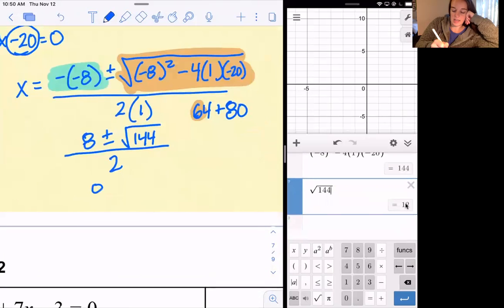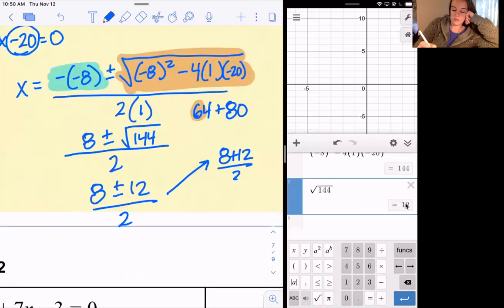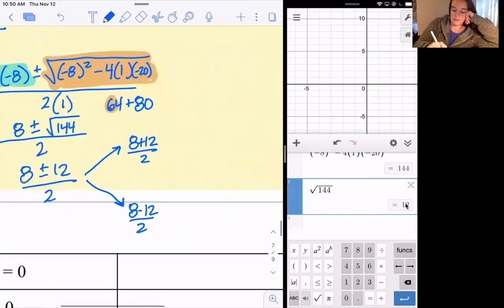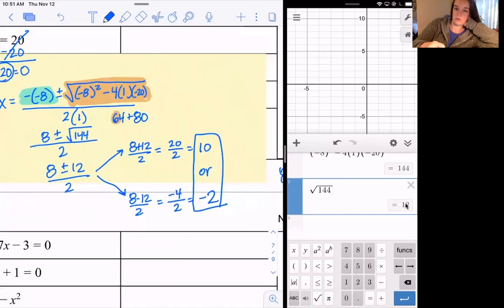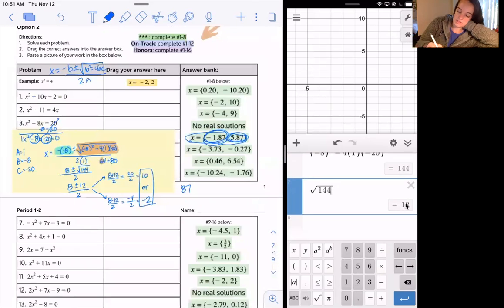So I know that we're really saying 8 plus or minus 12 over 2, like that. So I have my positive version, 8 plus 12 over 2, and my negative version, 8 minus 12 over 2. So I'm going to have here 8 plus 12 is 20 over 2 would be 10. 8 minus 12 would be negative 4 over 2 would be negative 2. So my two answers are 10 and negative 2. I'm going to look for that as my answer. I see that here, negative 2 and 10. I'm going to drag that into number 3. Thanks, y'all. That's 2 examples for number 2 and 3.